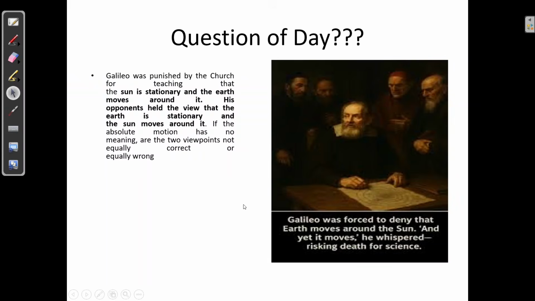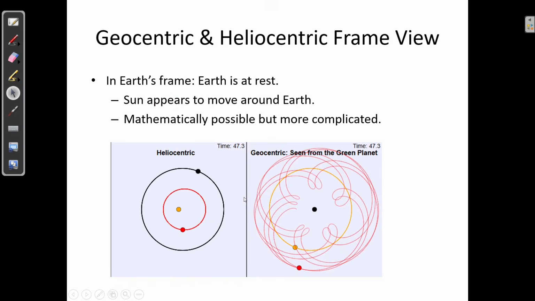Okay, so I'll just show you the two frames of reference. Here is the geocentric frame of reference, where we consider Earth at rest, and the heliocentric frame of reference, where we consider the sun at rest. In this frame of reference, we can see that all the planets are moving in a circular or elliptical path, which we'll discuss in the gravitation chapters.